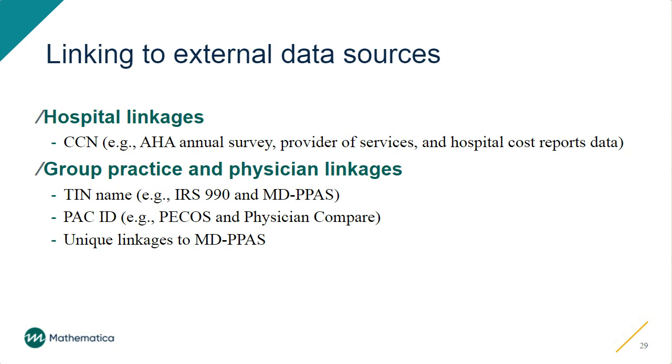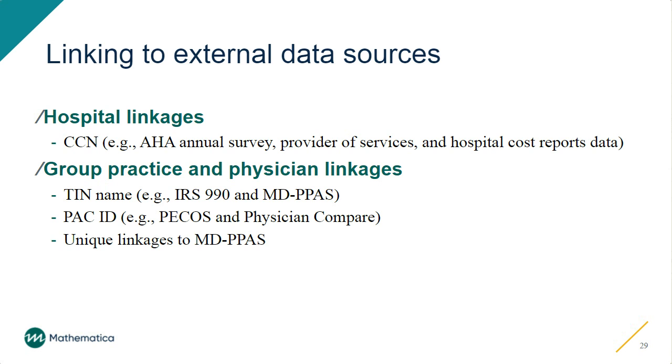Linking to external data sources, I mentioned earlier the CCN in the hospital linkage file. So you can link it if you have access to the AHA annual survey database. The provider of services data has a wealth of information on hospitals. It's publicly available on CMS's website. Hospital cost reports data also publicly available from CMS. And your favorite data source, if it has CCN or some other way to link to hospitals, you can link the compendium to it.